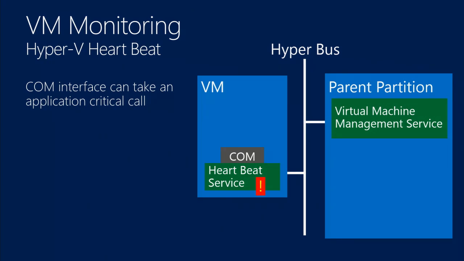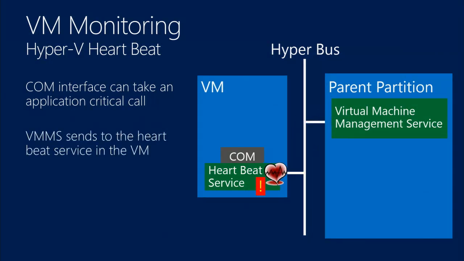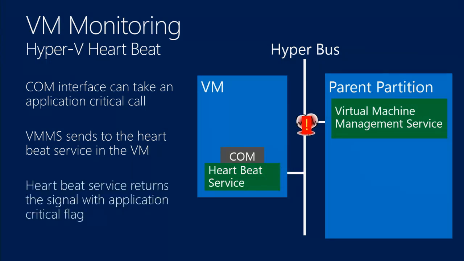What we did in Windows Server 2012 is we added the ability to flip a bit. So when there's a problem that happens in the heartbeat service, the heartbeat can go from the VMM service to the heartbeat service. The heartbeat service will then flip the bit on that message, respond back, and now the virtual machine management service understands that something inside that guest just signaled to it there's an application critical state.